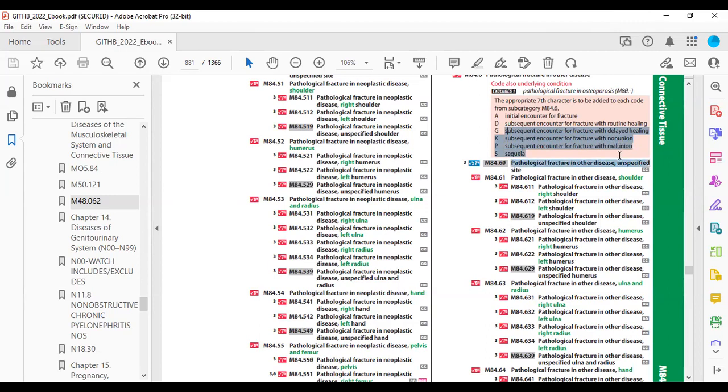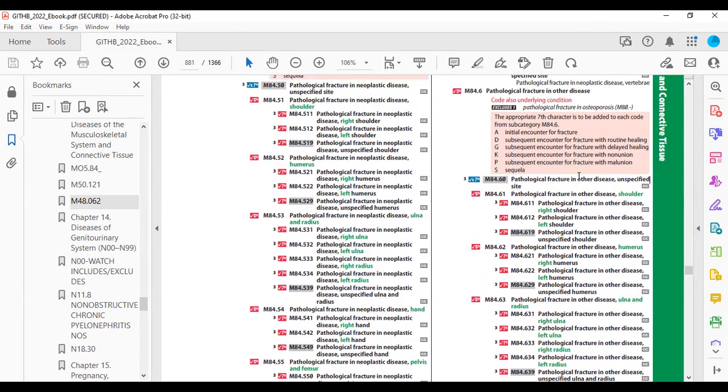sequela. You'll be seeing these 7th characters again throughout, so pay close attention. Where these seventh characters are needed is anywhere you see a check 7. So if you see that in the tabular, that's your cue to go up here to one of these boxes and apply those.